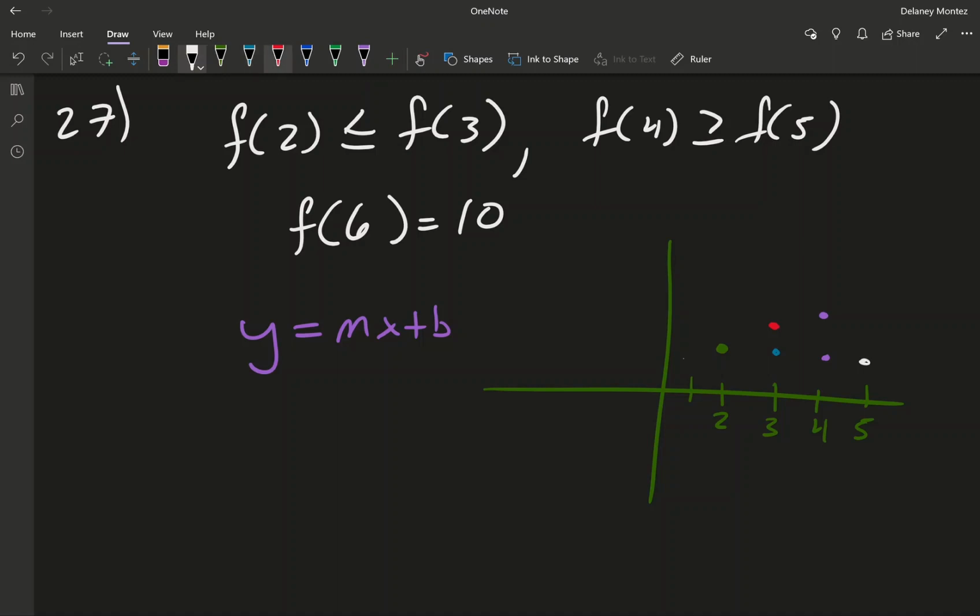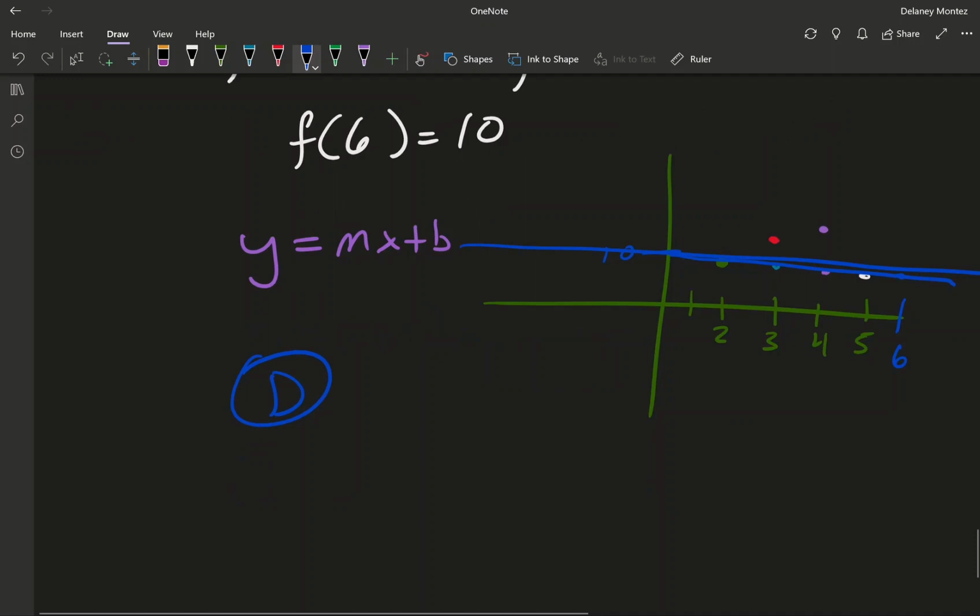So this tells us that for this function, f of 6 is 10. Let's say this is 10 here. So it can't have a negative slope, it can have a positive or no slope, but it can't have a positive slope because f of 4 is greater than or equal to 5, so it must be horizontal. So this is a tricky question. If it's horizontal, that means every x is equal to 10, or in case D, f of 0 equals 10.